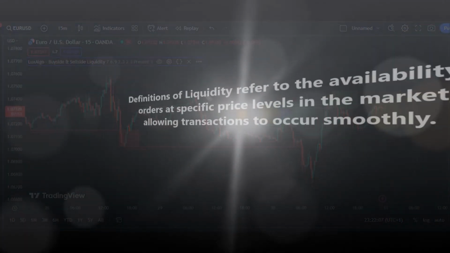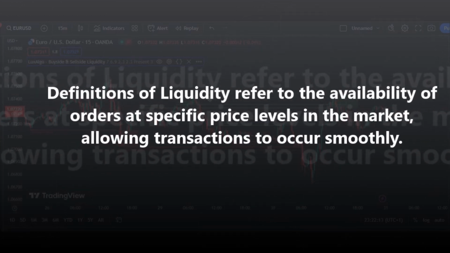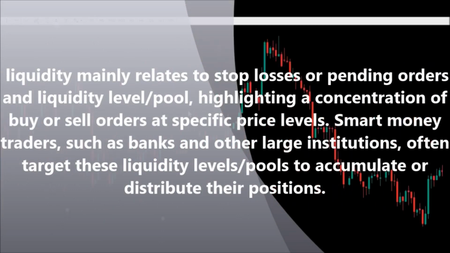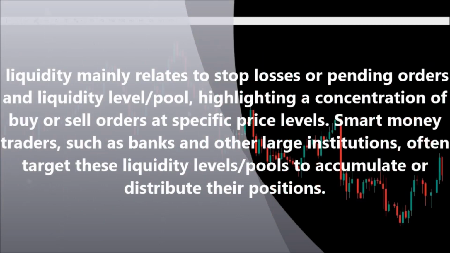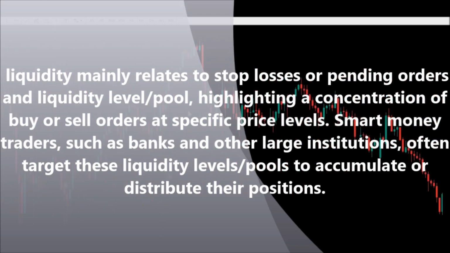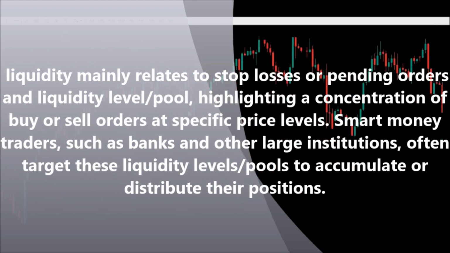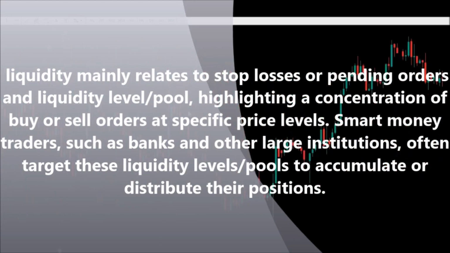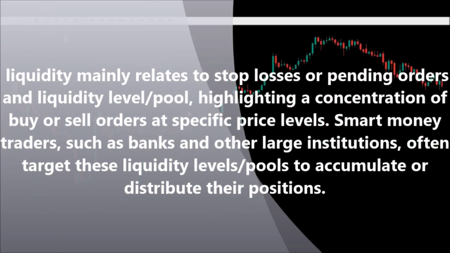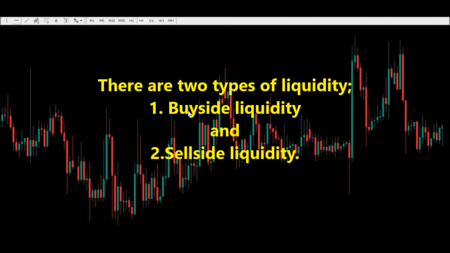And you can understand that the definition of liquidity also refers to the availability of orders at specific price levels in the market, allowing transactions to occur smoothly. Okay, so liquidity mainly relates to stop losses or pending orders, and liquidity levels or pools, highlighting a concentration of buy or sell orders at specific price levels. Smart money traders such as banks and larger institutions often target these liquidity levels or pools to accumulate or distribute their positions. So there are two types of liquidity. We have the buy side liquidity and the sell side liquidity.